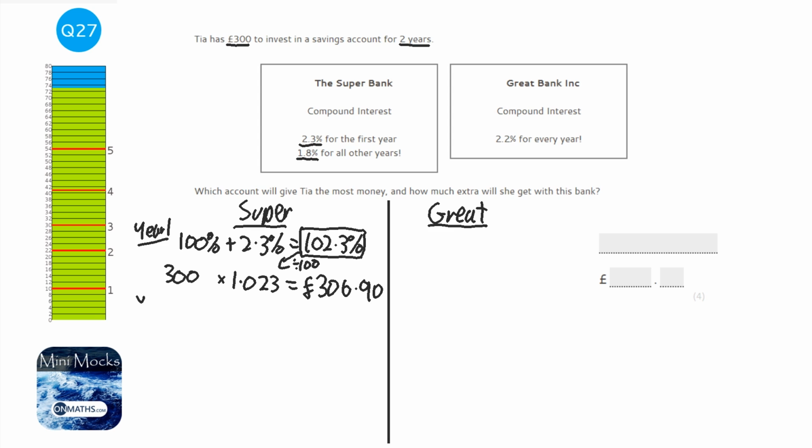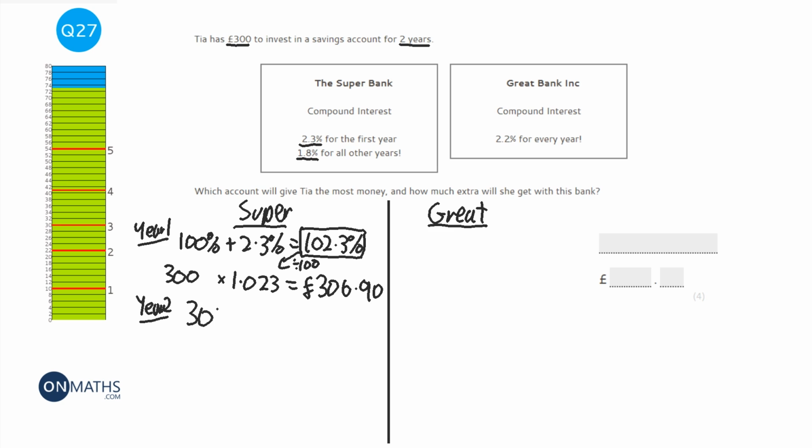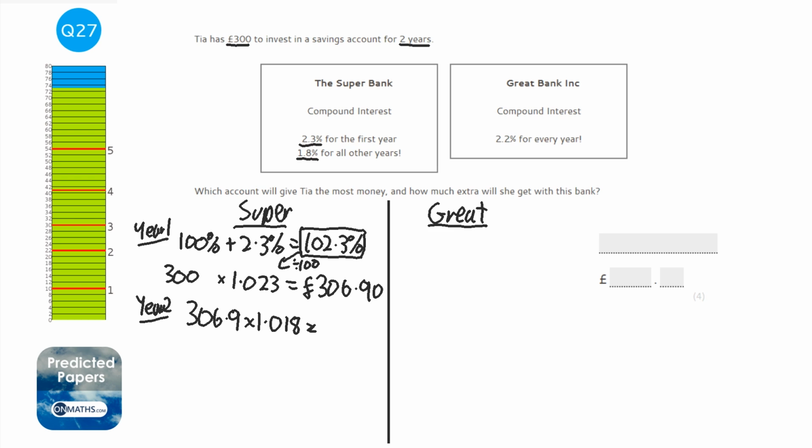Okay, so year 2, we've got that £306.90, and we need to work out the multiplier for 1.8. So I could go through the same method as before, but actually when you start using multipliers you realise how to just go straight there. So it's going to be 1.018, but you could do 100 plus 1.8 is 101.8 and then divide that by 100. So what's that going to be? So 306.90 times 1.018.